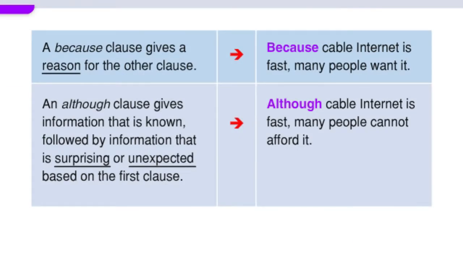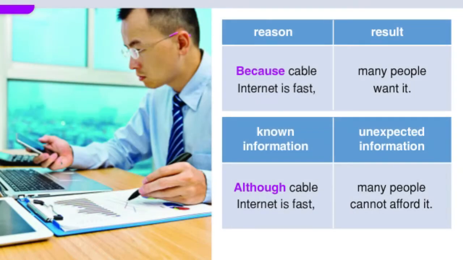A because clause gives a reason for the other clause. Because cable internet is fast, many people want it. An although clause gives information that is known, followed by information that is surprising or unexpected based on the first clause. Although cable internet is fast, many people cannot afford it.